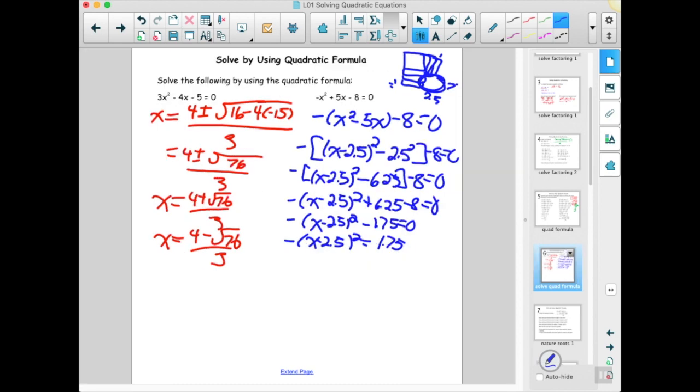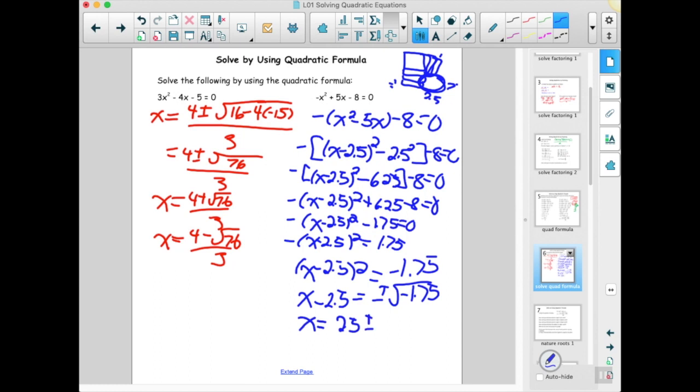Extend the page. (x minus 2.5) all squared is equal to negative 1.75. x minus 2.5 is plus or minus the square root of negative 1.75. And then we're going to say x is equal to 2.5 plus or minus the square root of negative 1.75.